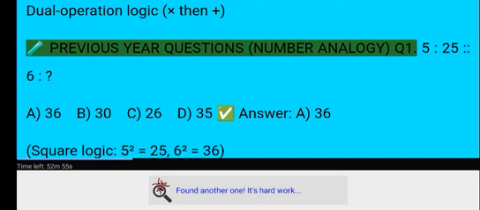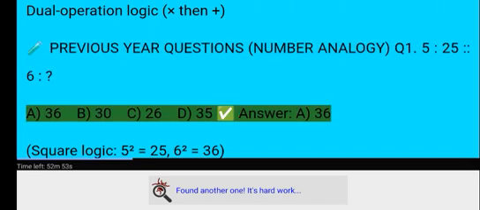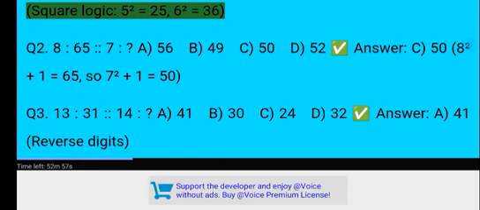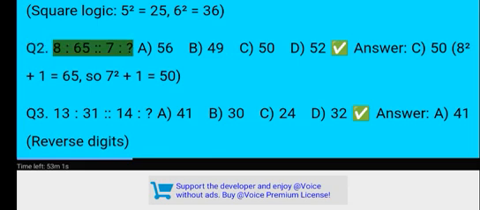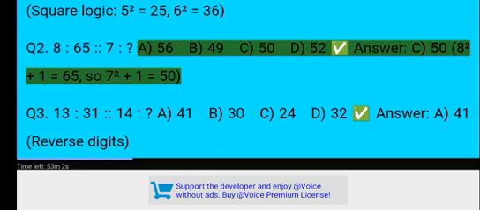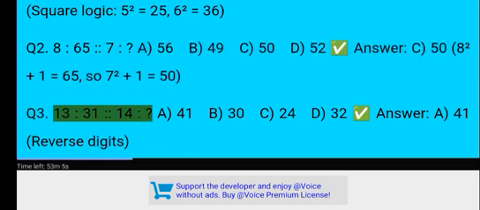Test yourself with previous year questions on number analogy. Q1, 5, 25 and 6, ?. Options: A 36, B 30, C 20, D 35. Answer A, 36. Square logic, 5 squared equals 25, 6 squared equals 36. Q2, 8, 65 and 7, ?. Options: A 56, B 49, C 50, D 52. Answer C, 50. 8 squared plus 1 equals 65, so 7 squared plus 1 equals 50.